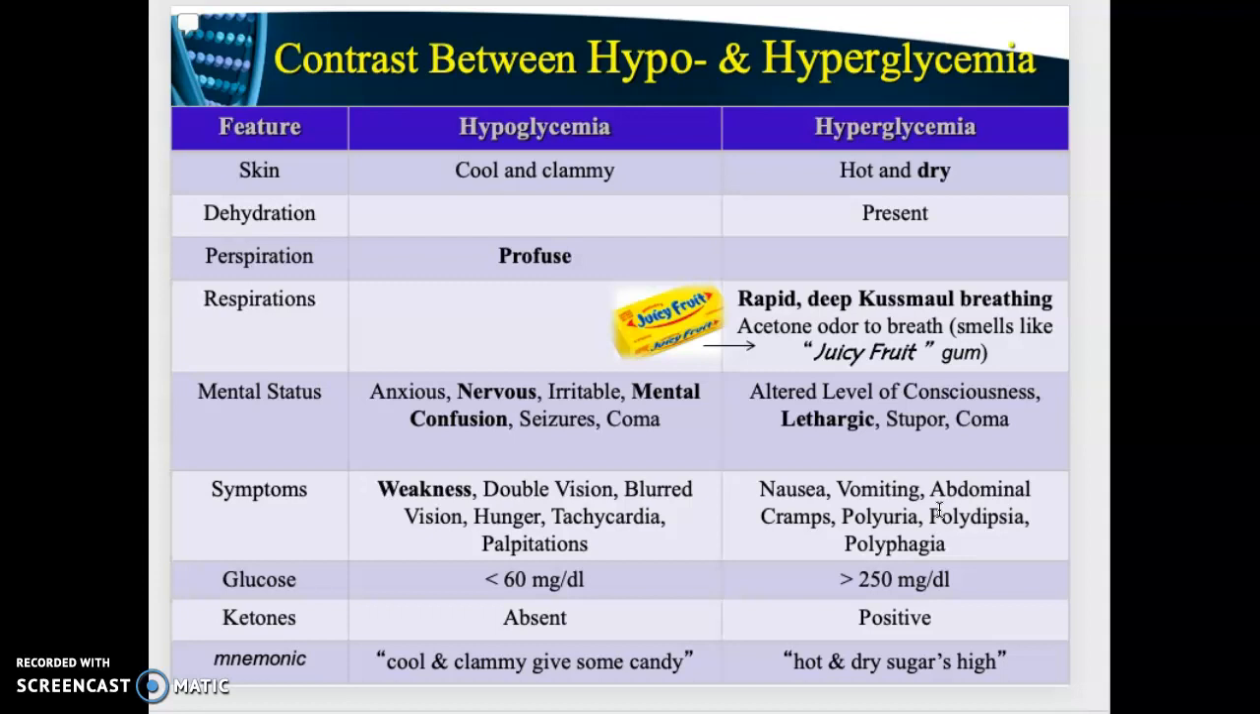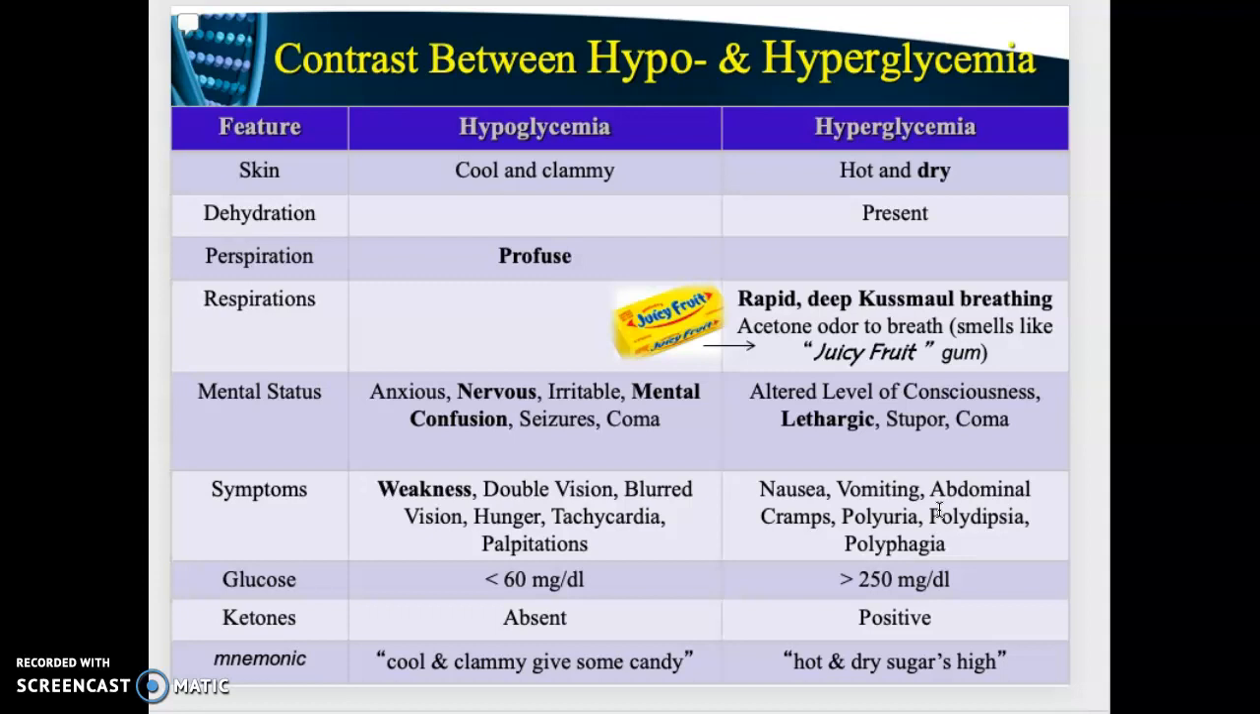Okay, now in contrast, the signs and symptoms for hyperglycemia would be hot and dry, and we like that little statement, hot and dry, sugar's high. The reason why their skin is hot and dry is because they're dehydrated. And that's what the second little item there says, that they are dehydrated.